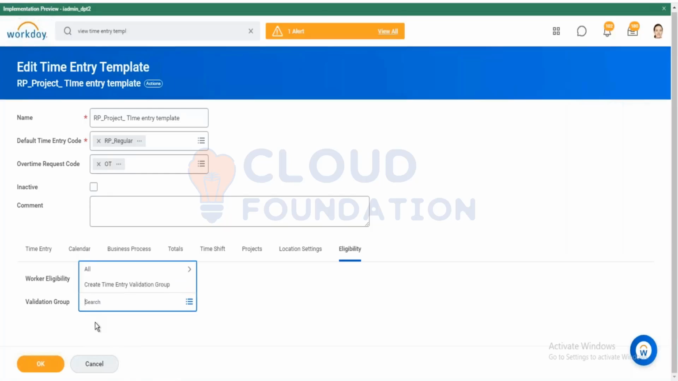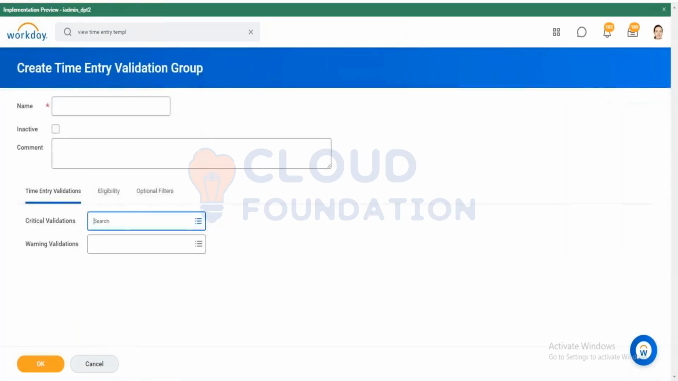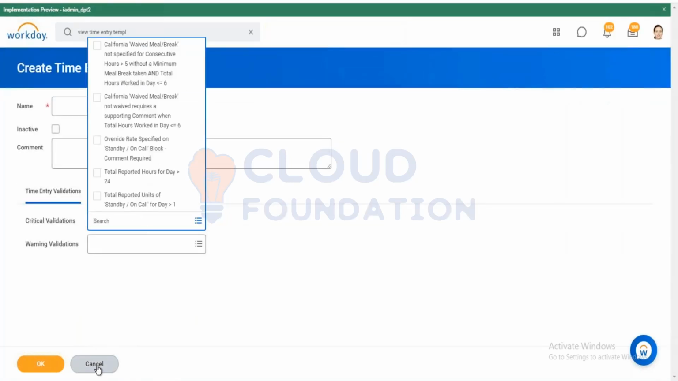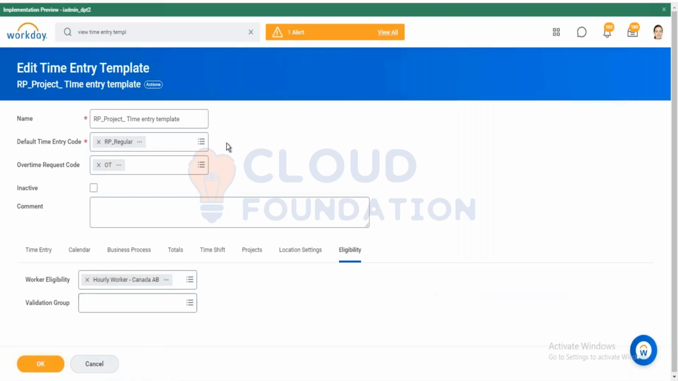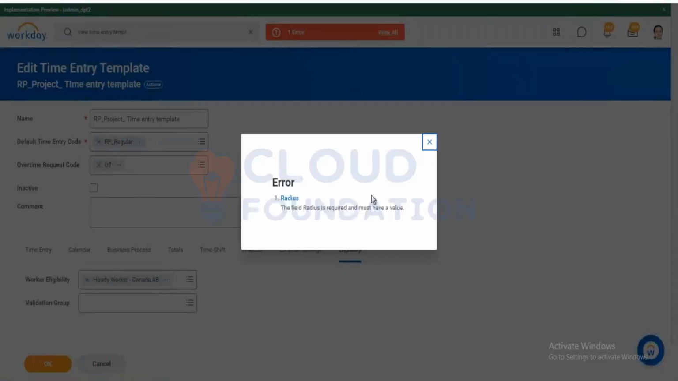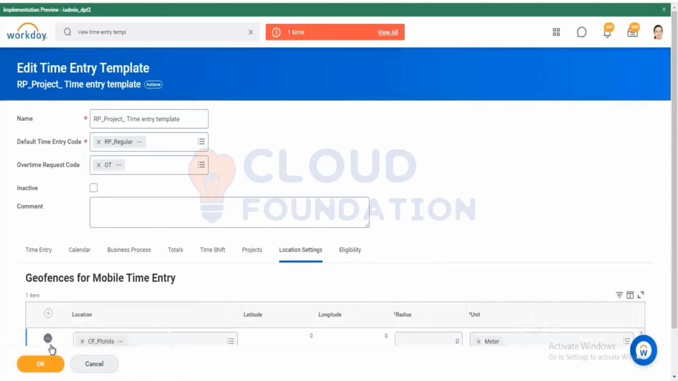This is a new feature that came with Workday. Initially it was not there, but this is highly useful. You can create your time entry validation group, add the validations that you need, and map it to your time entry template. Then those validations would work specifically for the folks who are eligible and who are using this time entry template. Now I've done a purposeful error over there.